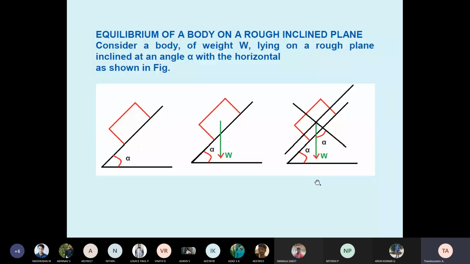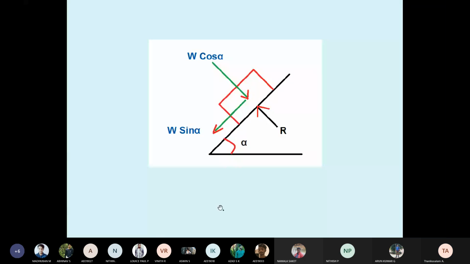Therefore, W, the angle theta, alpha. We have to resolve, so W cos alpha, W sin alpha. W cos alpha is along the y-axis, and W sin alpha, with respect to the x-axis, is on the minus side. So you have to memorize that for any block on the inclined plane, the weight has two components, W cos alpha and W sin alpha.